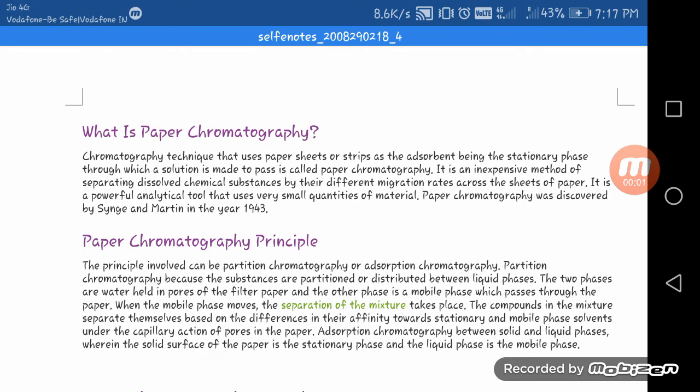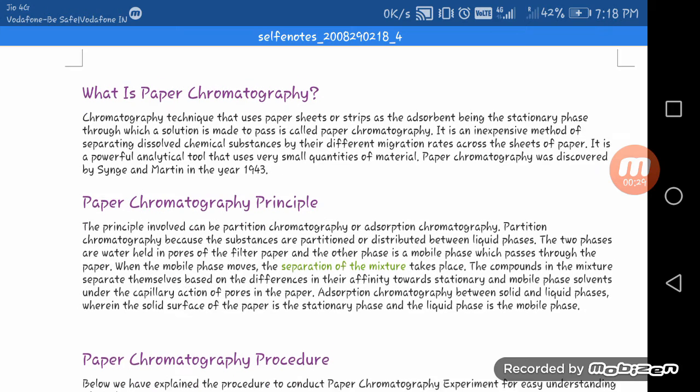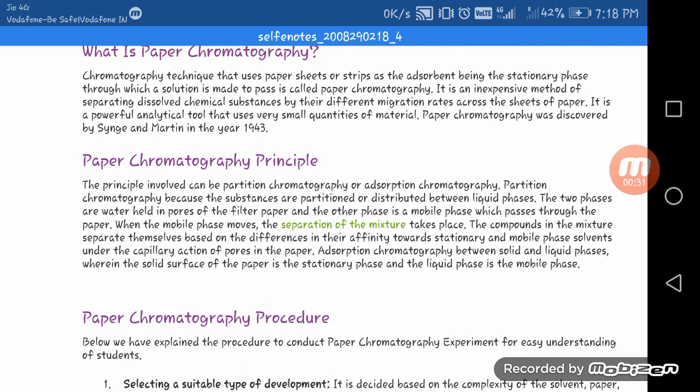Let's see what is paper chromatography. A chromatographic technique that uses a paper sheet or strip as the adsorbent, being the stationary phase through which a solution is made to pass, is called paper chromatography. It is an inexpensive method of separation of dissolved chemicals by their different migration rates across the sheet of paper. It is a powerful analytical tool that uses very small quantities of material.